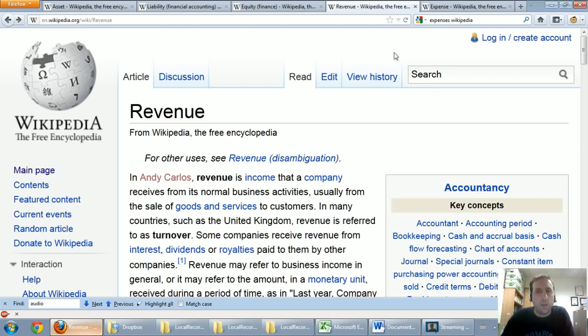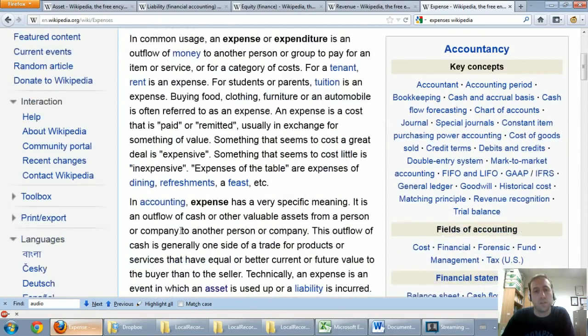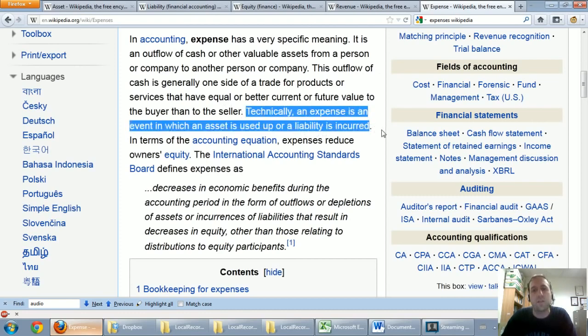The final concept I want to define is expenses. And again, it says in common usage, an expense or expenditure is an outflow of money to another person or group to pay for an item or service. It goes on and it says in accounting, expense has a very specific meaning. It is an outflow of cash or other valuable assets from a person or company to another person or company. The key point here is it says technically an expense is an event in which an asset is used up or a liability is incurred. And this is really at the heart of the definition. An expense, though, in simple terms, is a cost associated with doing business.